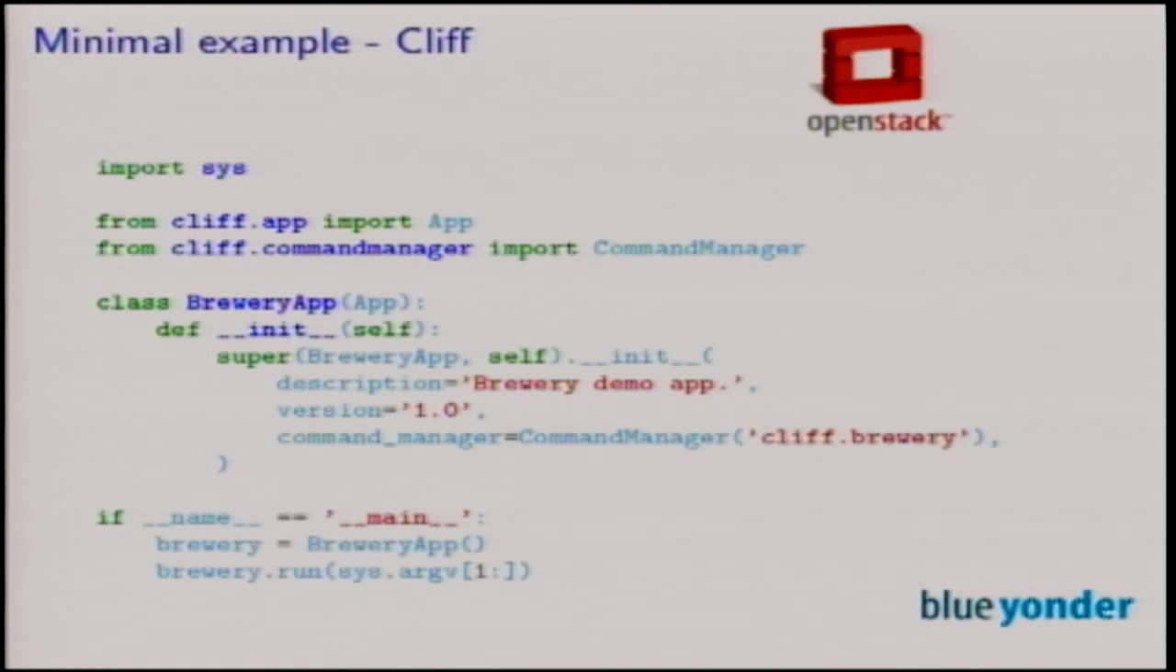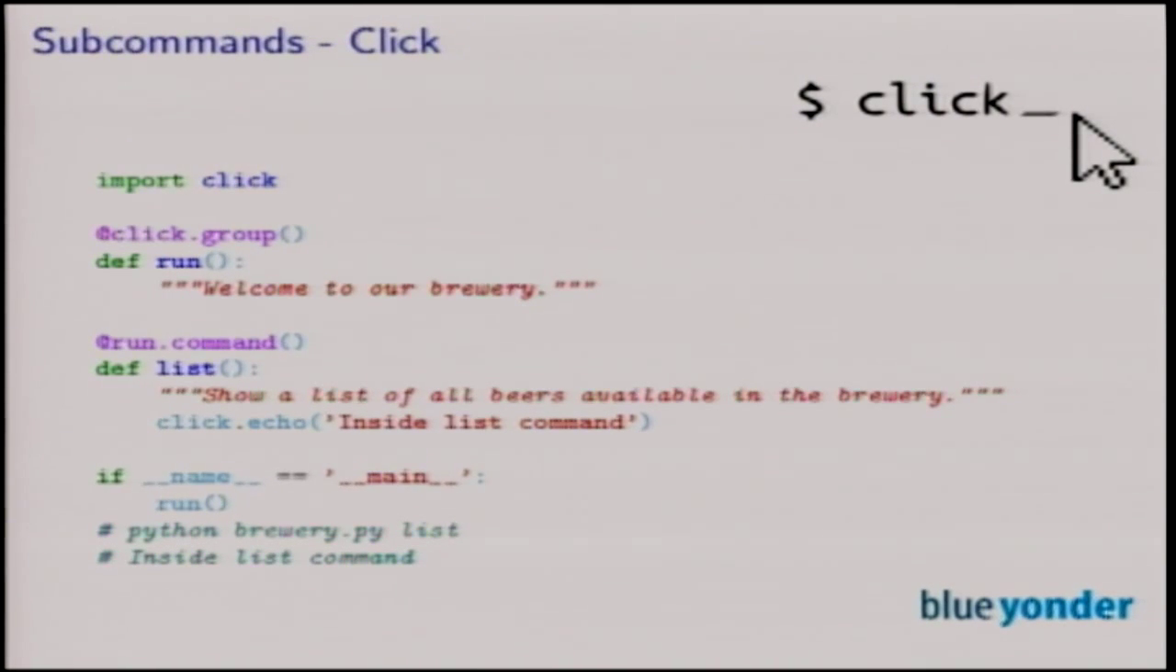So subcommands. For Click, you have another decorator called group. So now you say your run function should be a group, and then you use this group to decorate other functions as commands, as subcommands, which then belong to this group. It's just a few lines of code, and you have your first subcommand.